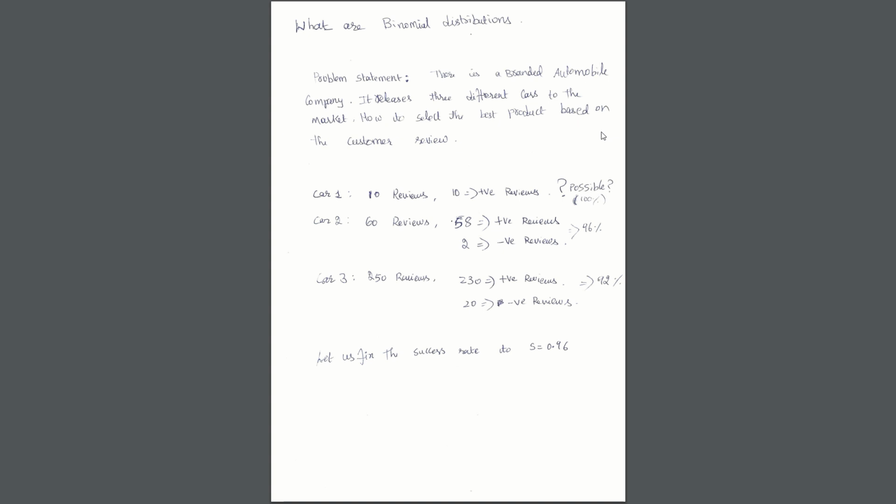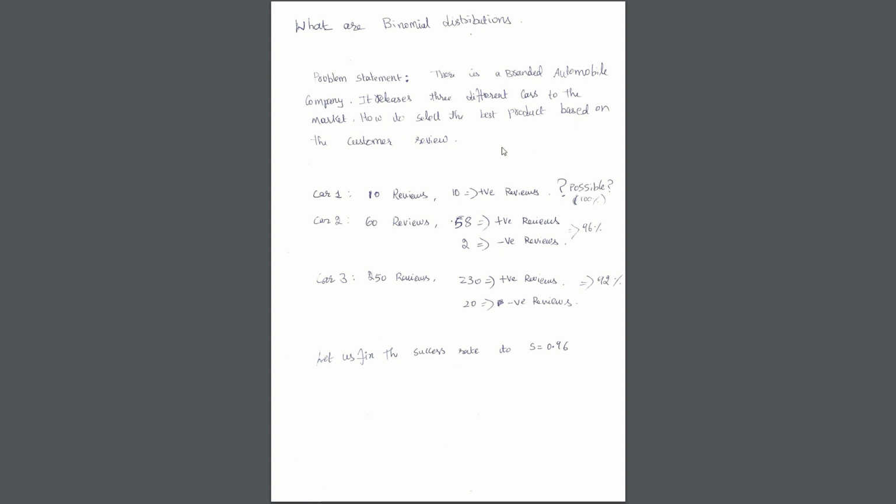Let's say, for example, car one has a total of 10 reviews and all those 10 reviews are positive. Car 2 has 60 reviews, out of which 58 are positive and 2 are negative. So the success rate is 96%. Car 3 has 250 reviews, so you have more reviews, but 230 are positive and 20 are negative, which is just 92%.